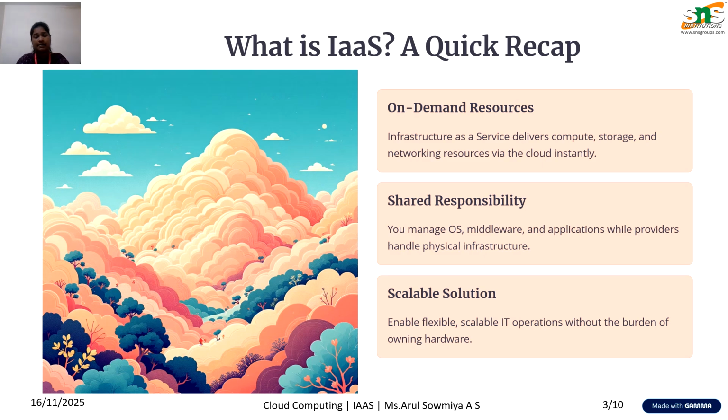So what is IaaS? A quick recap. On-demand resources, shared responsibility and scalable solutions. So these are the IaaS pillars. IaaS, in the sense, is infrastructure as a service, which delivers compute, storage and network resources through the cloud instantly. Shared responsibility in the sense it manages OS, middleware and applications while providers handle the physical infrastructure. Scalable solution in the sense it enables flexible, scalable IT operations without owning the hardware.